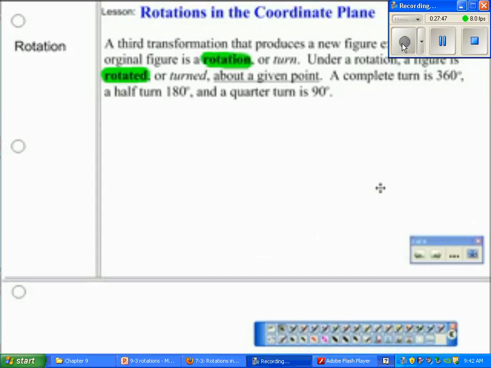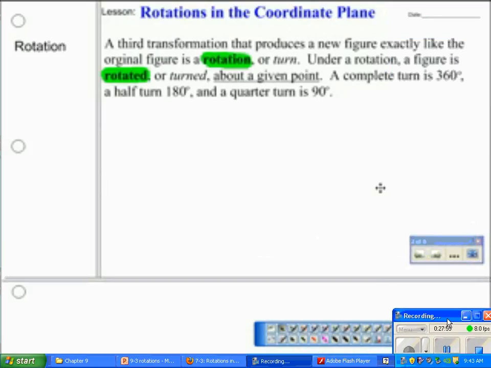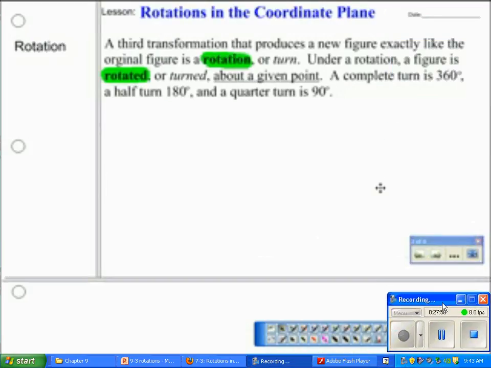Rotation. Now this one, like the first two, translations and reflections, after you perform the transformation, it produces a new figure exactly like the original. So they should be congruent. Another name for rotation is a turn. In a rotation, a figure is rotated or turned about a given point. That's very important. It's turned about a given point. Kind of like when you watch a CD spin in a CD player, that CD is being rotated about that center thing that pops up, spinning about the given point.